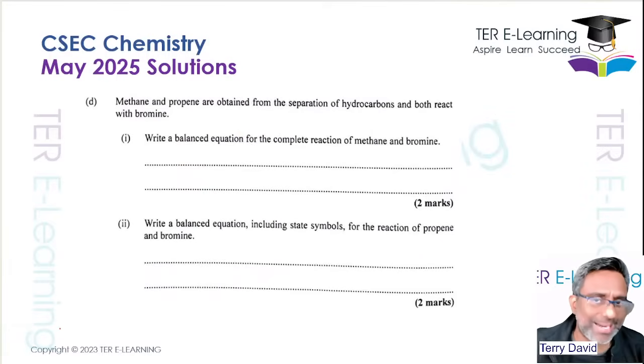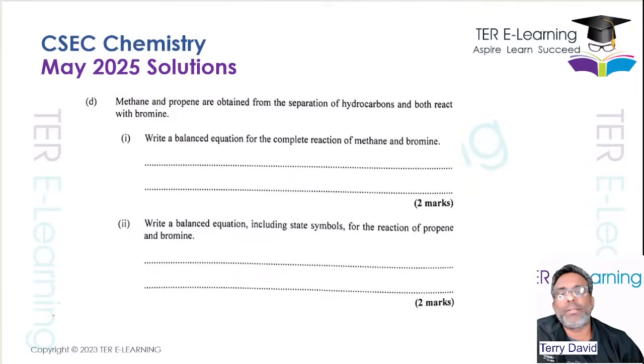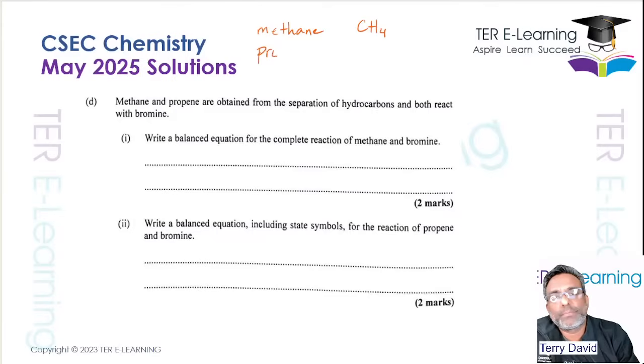So methane and propene are obtained from the separation of hydrocarbons and both react with bromine. Now, I need to write down the formulas for these two things. So methane is CH4. The next one here is propene. Now propene has 3 carbons and it's an alkene, so it's going to be C3H6. So that's the chemical formula for each of them here.